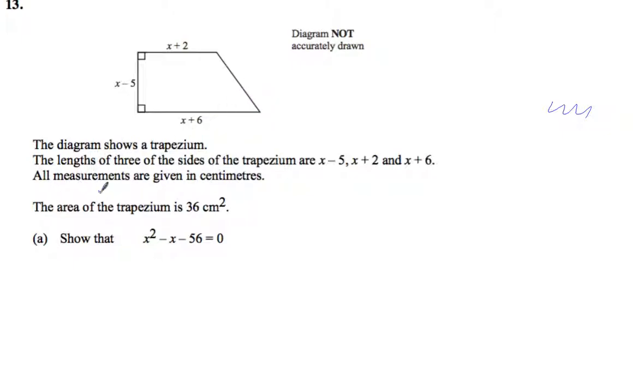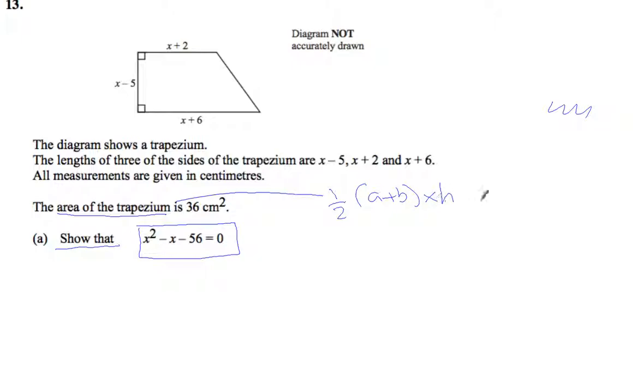The area of the trapezium is 36, so we know the area is 36. We've got to show this. Now, a show that question means you've got to start with some sort of formula that you get out of this picture and end up with that. So, what we know is the area of the trapezium, and if you look at the front of your exam booklet, you'll get a formula for the area of the trapezium given to you, which is a half bracket a plus b times h. Now that's the formula for the area of a trapezium.